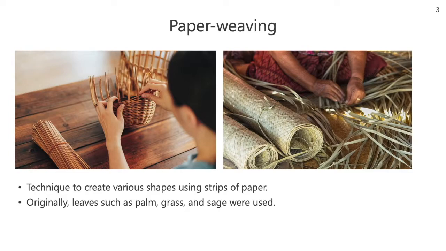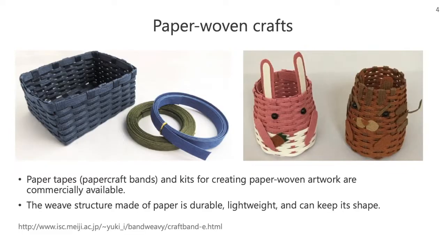Paper weaving is a technique to create various shapes using strips of paper. These were originally made using leaves such as palm, grass, and sage. Recently, woven crafts have become popular because they can be made from common paper materials.